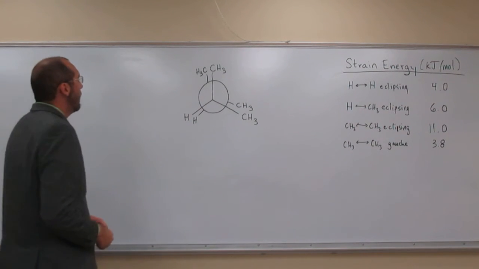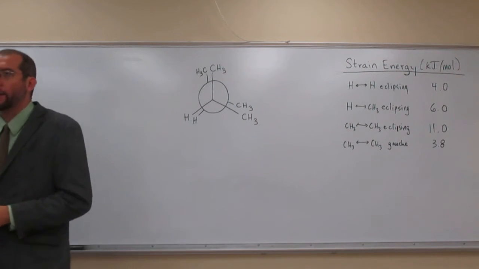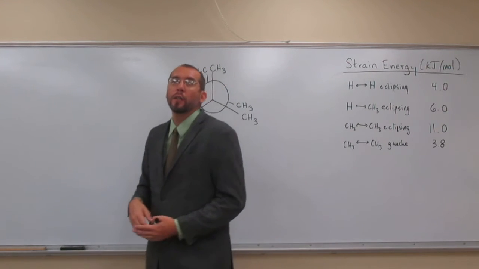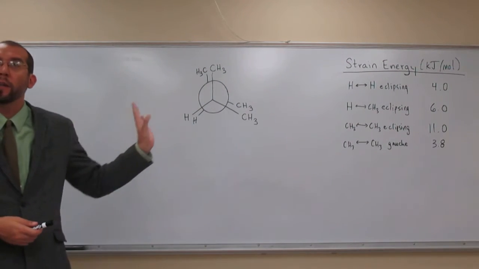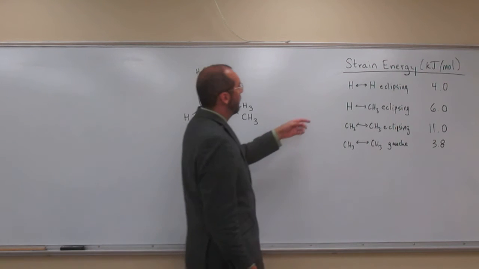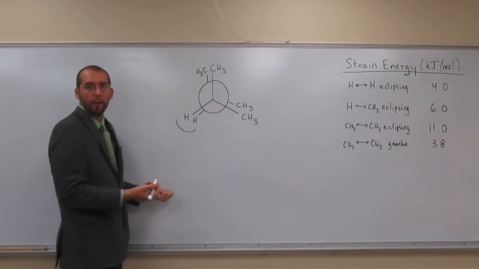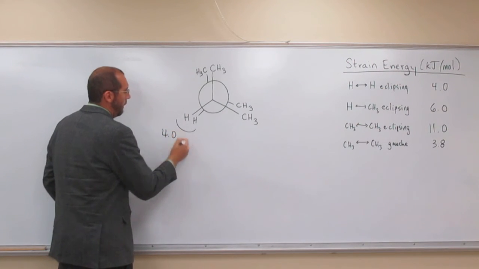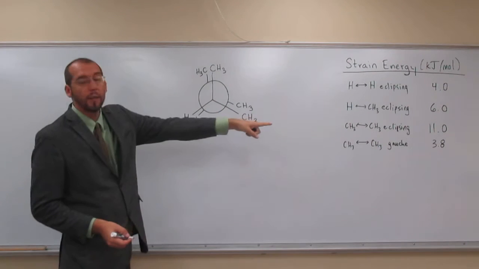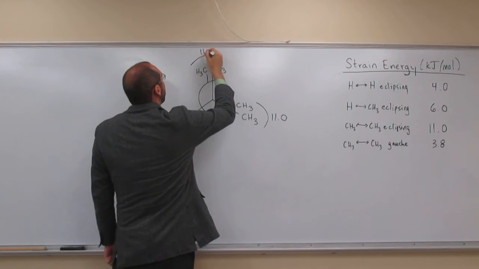But if you're cool with that, the next question I would have you ask yourself is, is this eclipsed or staggered? Eclipsed. It's eclipsed, okay? So remember, the gauche interaction, that's only in the staggered conformation. So we can eliminate that from our choices. And then we just look for, is there a hydrogen-hydrogen eclipsing? Do y'all see one? Yeah, there's one, it's right here. That's what I would do, and I would mark it, 4.0. And then hydrogen-methyl eclipsing. No, I don't see one, but I see methyl-methyl eclipsing, right? So a methyl-methyl and a methyl-methyl, they're both 11.